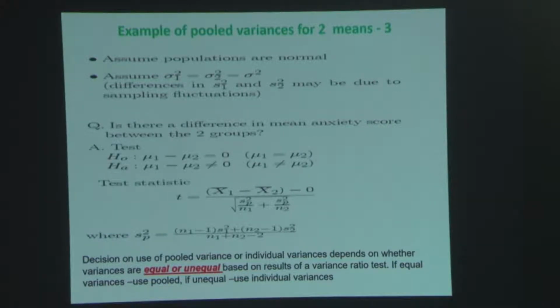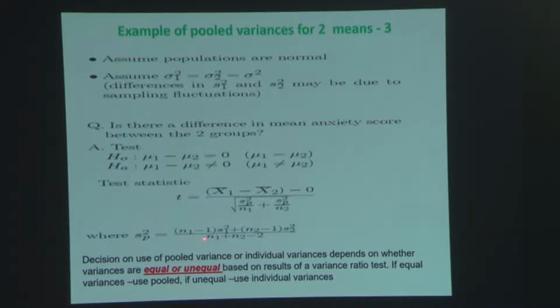So how do we pool the variance? Now, I did say earlier on that we conduct a variance ratio test. The variance ratio test compares variance in one group divided by variance in another group to test the assumption of equality of variances. Now, if the variances are not statistically significantly different, then we use the pooled variance. And you can actually pool the variance yourself manually using this formula.